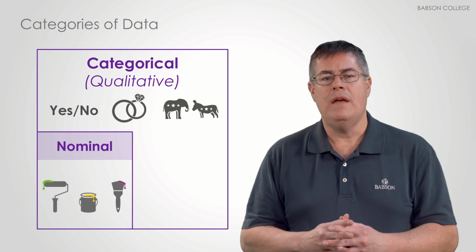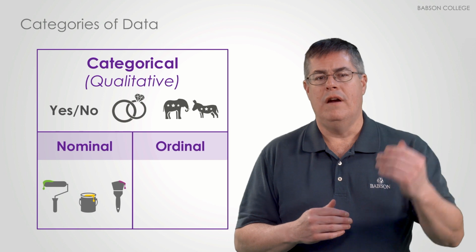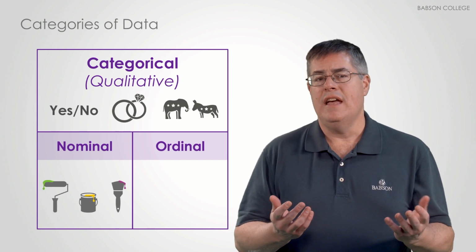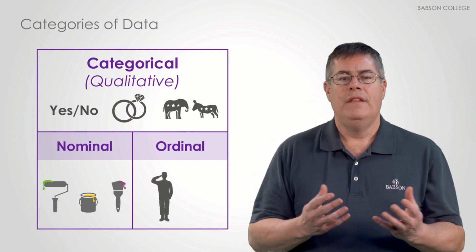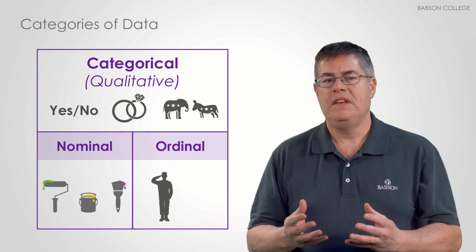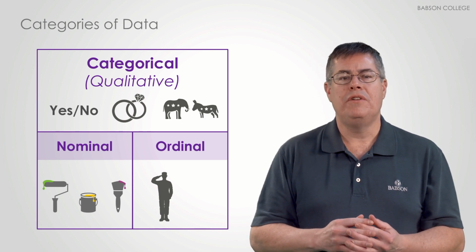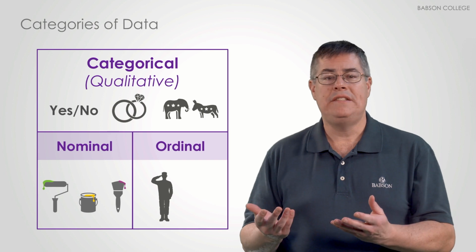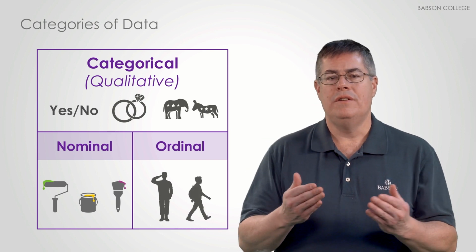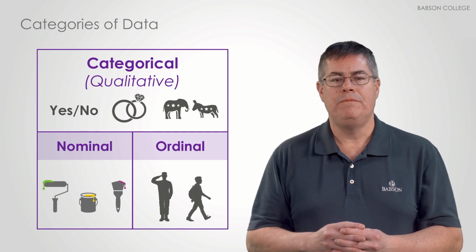Categorical data can sometimes be ordinal where there's some hierarchy to the data. As an example, let's use military ranks. Their titles include lieutenant, captain, major, colonel, and general. Or class standing in school, first year, sophomore, junior, senior.